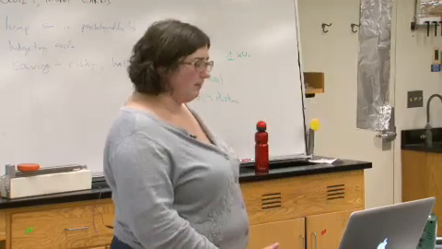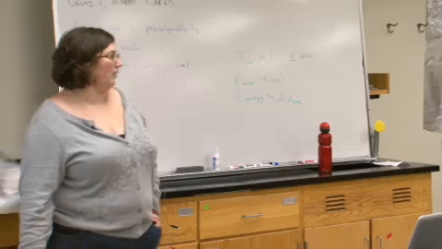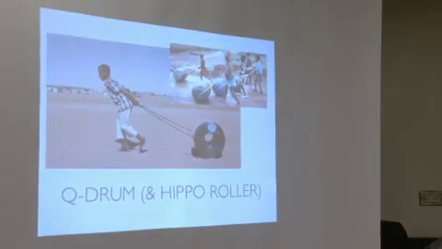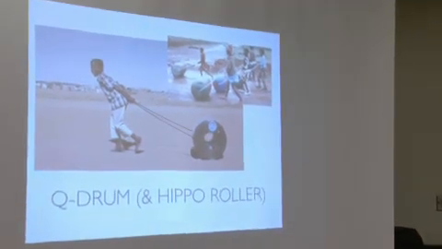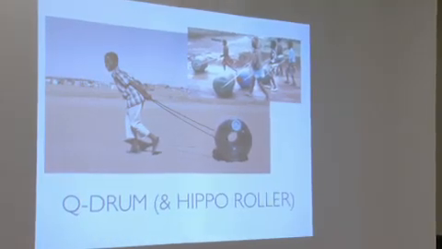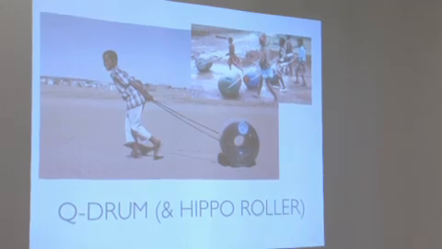So one thing I wanted to mention, just to finish up on the Q drum, because I didn't want to talk about it too much until you guys did all your readings and stuff, is some of the criticisms of the Q drum. And I also showed the hippo roller just so you see a different version, but a similar approach. So what do you think some of the criticisms of the Q drum might be?